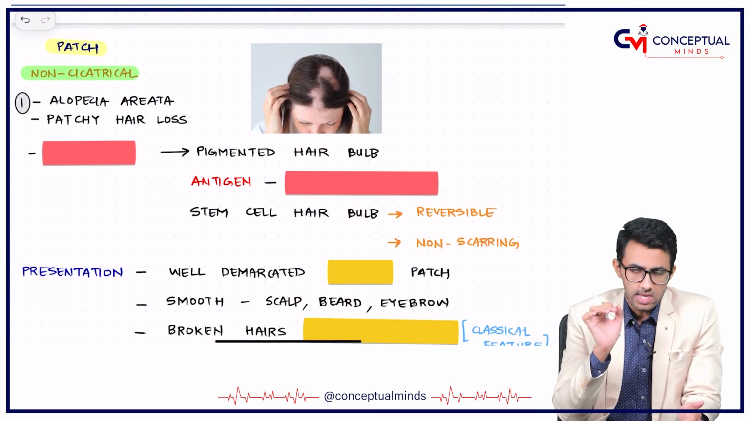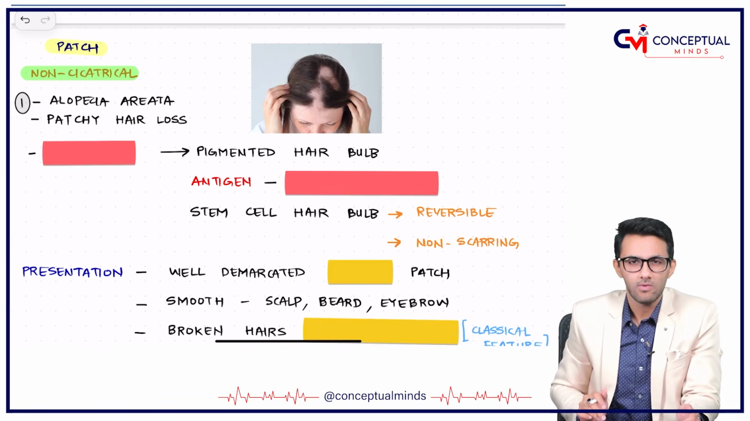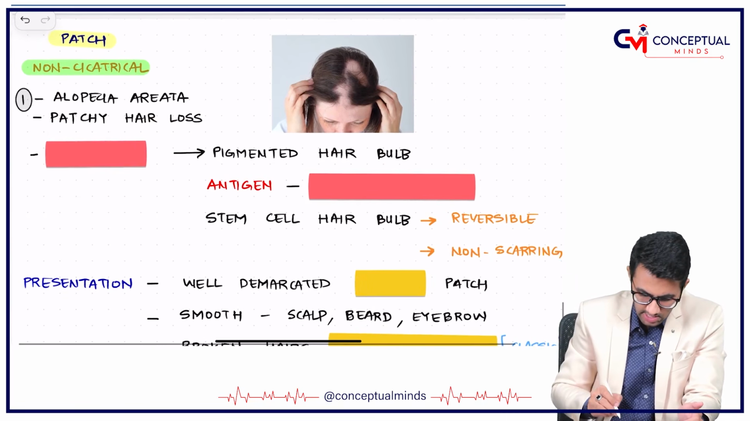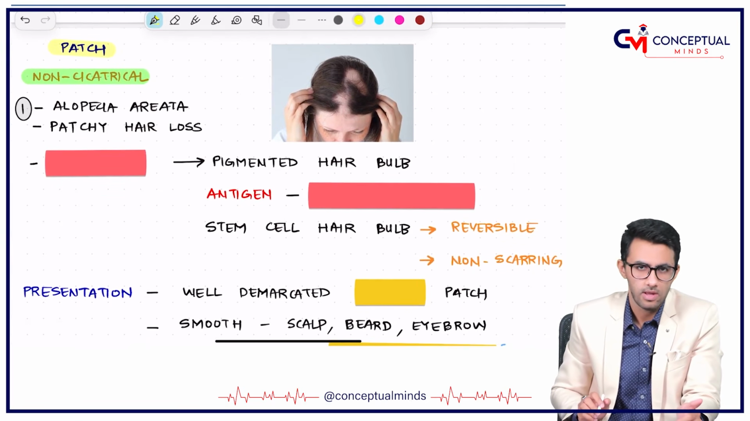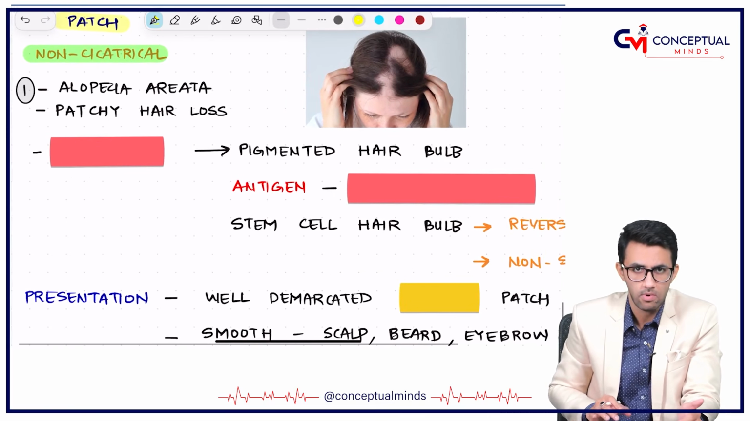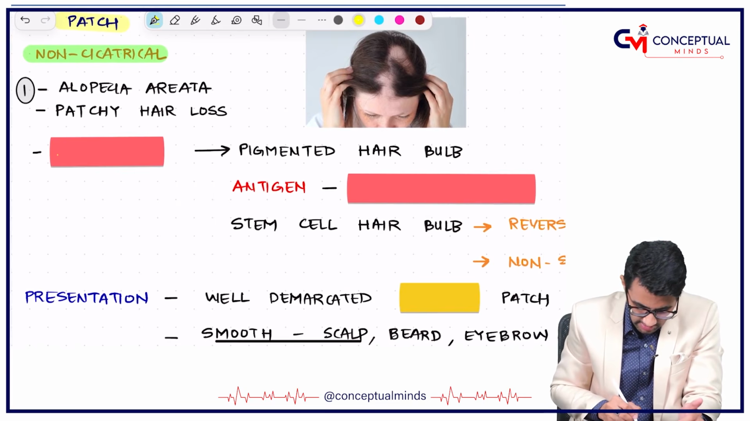Non-cicatricial, non-scarring. We are going to start with alopecia areata. This is patchy hair loss. But what do you think is the reason for it? What do you think is the reason for having alopecia areata? This is autoimmunity, because it is an autoimmune condition. So we have antibodies made against what? That's the question. Let me write the notes for a while. Autoimmune condition.